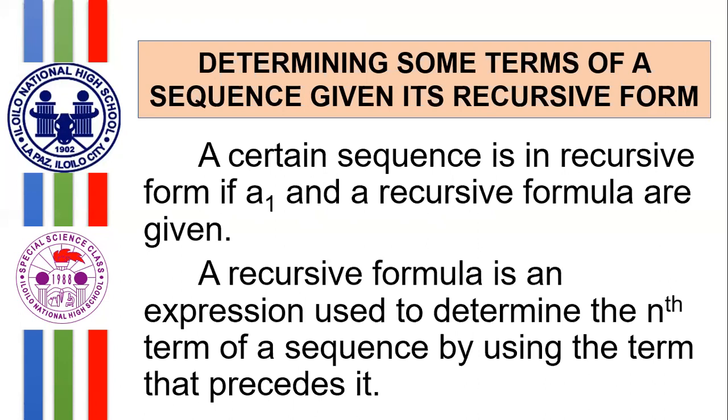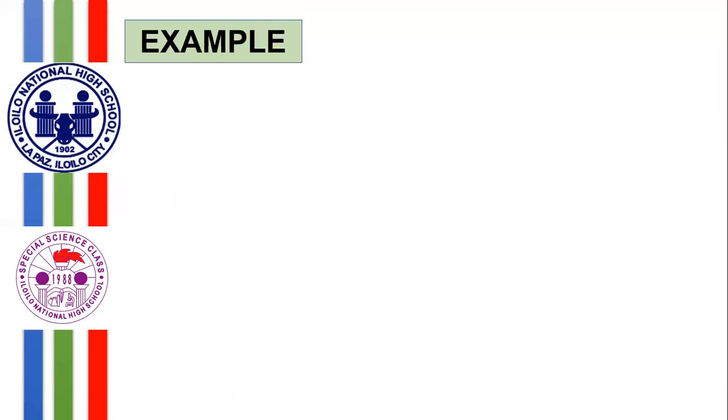So if you are given the first term or a certain term and a certain recursive formula that utilizes other terms, then you have a recursive form. A recursive formula is an expression used to determine the end term of a sequence by using the term that precedes it, or in some cases, after it, depending on the situation.